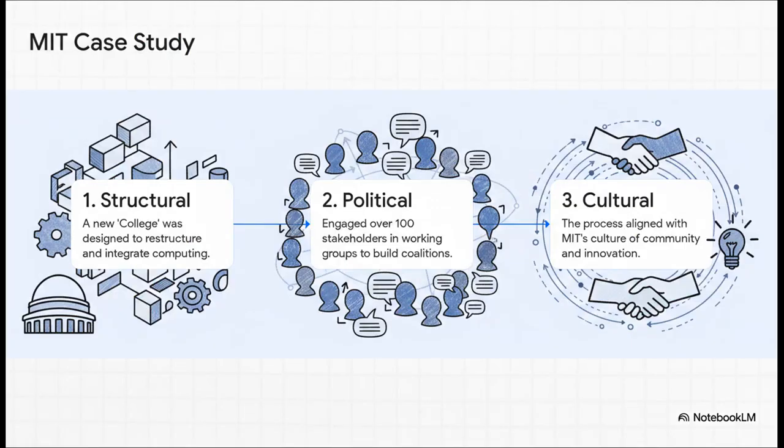Let's look at a real-world case, MIT's creation of the Schwarzman College of Computing. A purely structural approach would have just been to redraw the org chart and announce it, but the leaders knew that would be a disaster. So politically, they brought in over 100 stakeholders for working groups to build coalitions and manage all the competing interests. And culturally, they designed the entire change process to fit right in with MIT's core values of community involvement and bold innovation. You see, they were actively managing through all three lenses at the same time.